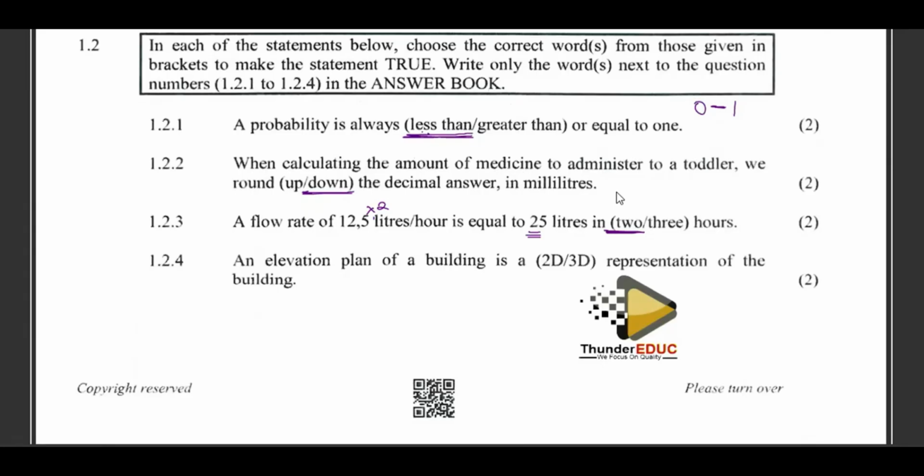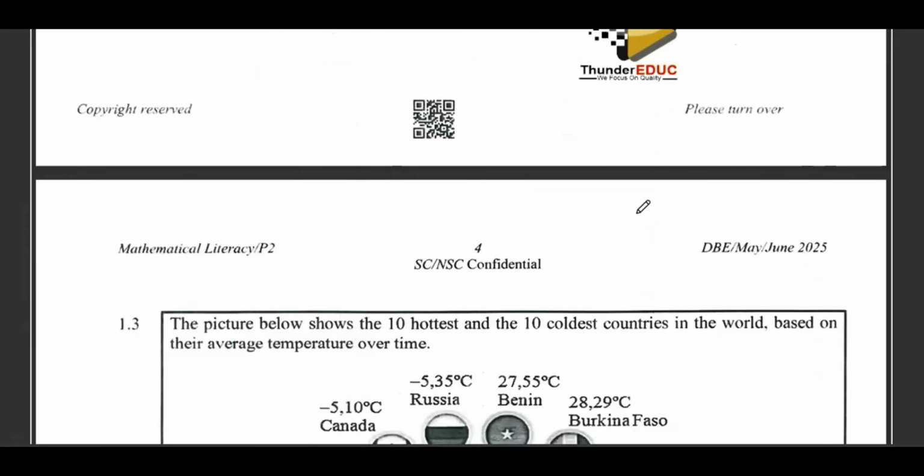Then an elevation plan of a building is a 3D presentation of the building. The elevation shows walls, an elevation to elevate, stand. So it's a 3D. A 2D could be a plan.